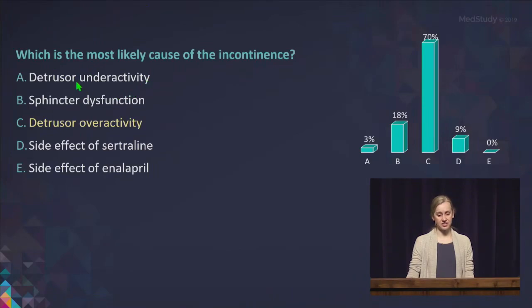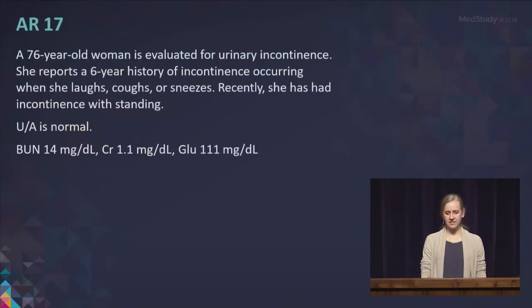So that would suggest that she has overflow incontinence, but there would usually be something in the story about a neurologic cause or something else that could be blocking it. And then a side effect of sertraline and enalapril, it's always important to consider side effects, but these aren't usually associated with these medicines.